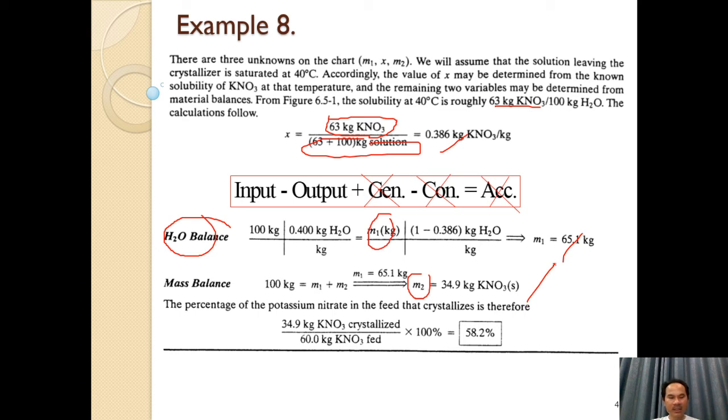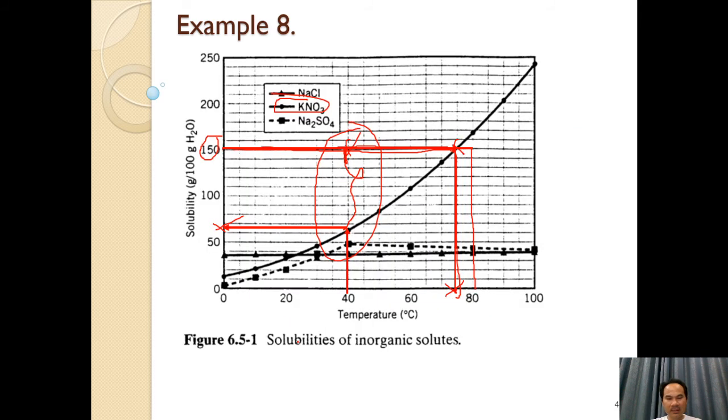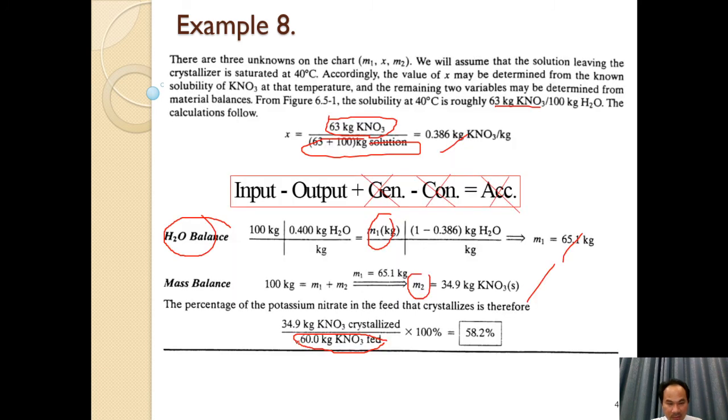The next step, you calculate the percent of potassium nitrate in the feed. What is the potassium nitrate in the feed? It is 60 kilograms, or 60%, 0.6. How about the crystal? Yes, 33.9. You get the percent recovery is 58.